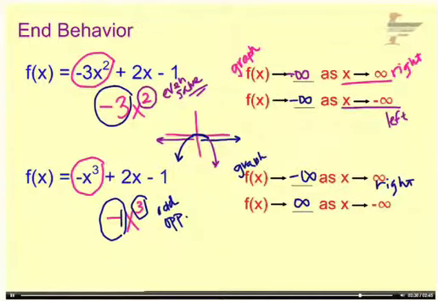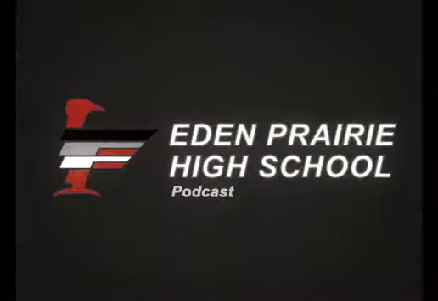So again, these are the second set of examples for end behavior. If you didn't watch the first set, make sure you watch those because I might do a little bit more explanation. But here's just a couple more examples when the right side heads down.